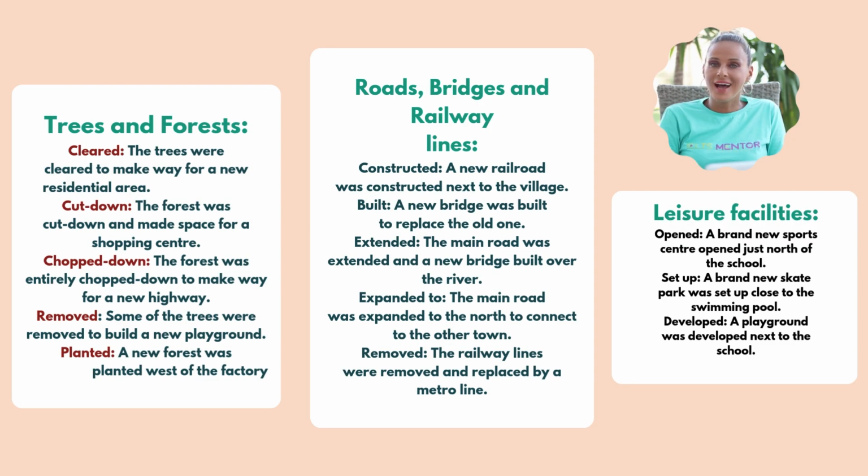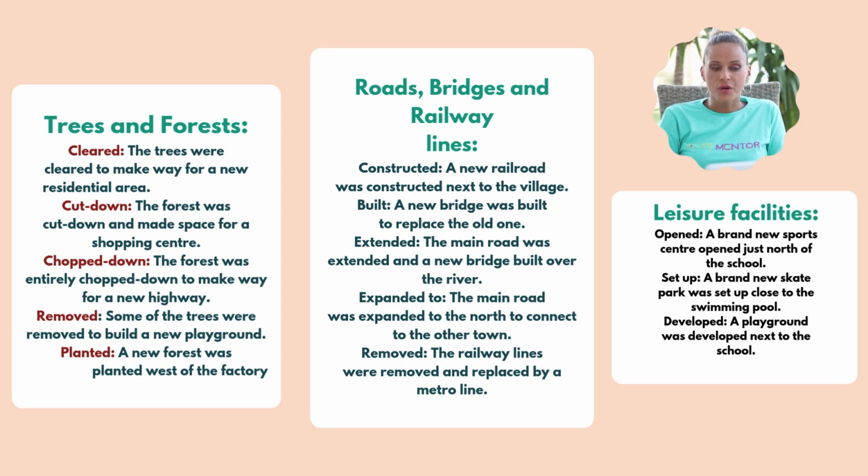Let's learn what other vocabulary we can use when describing trees and forests, roads, bridges, railways, etc. Cleared. The trees were cleared to make way for a new residential area. Cut down. The forest was cut down and made space for a shopping center. Chopped down. The forest was entirely chopped down to make way for a new highway. Removed. Some of the trees were removed to build a new playground.